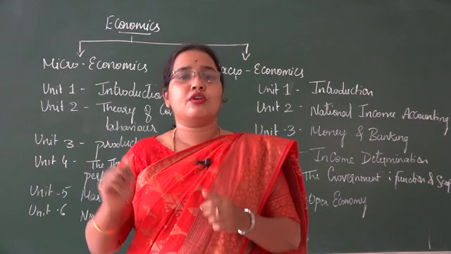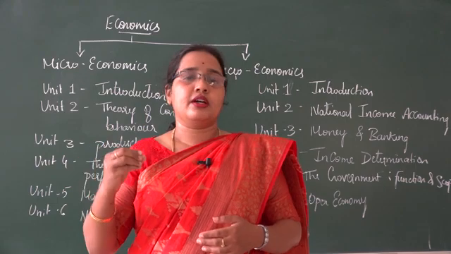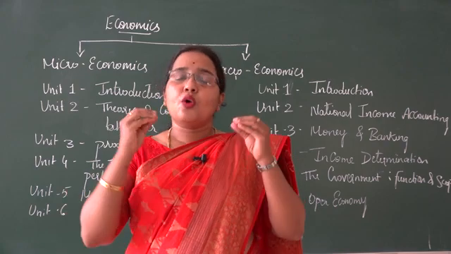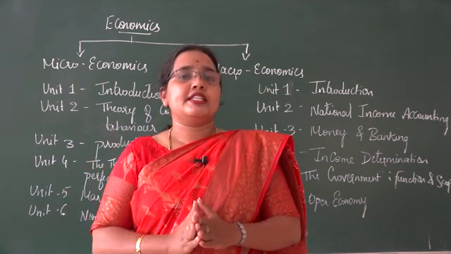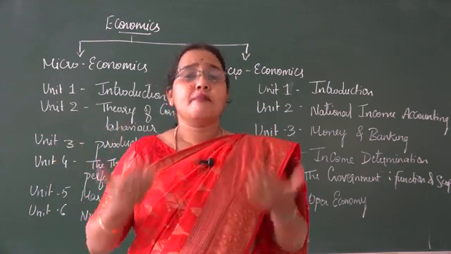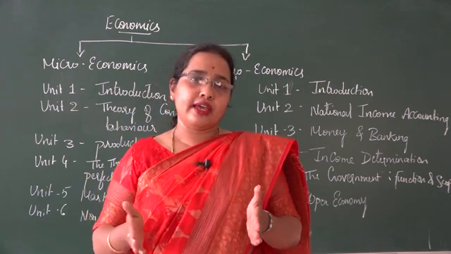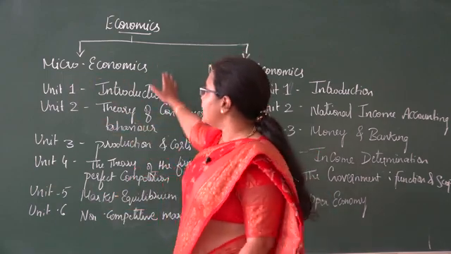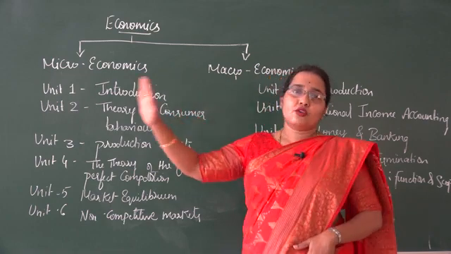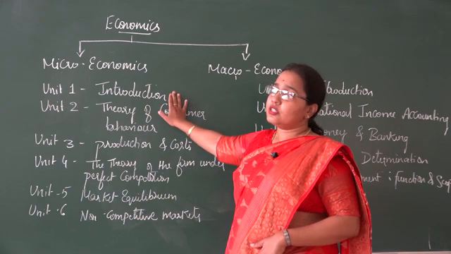As far as microeconomics is concerned, we study one small specific unit of the economy. It may be a consumer, a producer, or a production unit, or one single commodity and its demand. One small specific unit at a point of time is considered microeconomics, whereas all the units combined together is called macroeconomics. Therefore, the first unit gives you a detailed introduction about what is economics and what is an economy and other related topics that come under this introductory part.